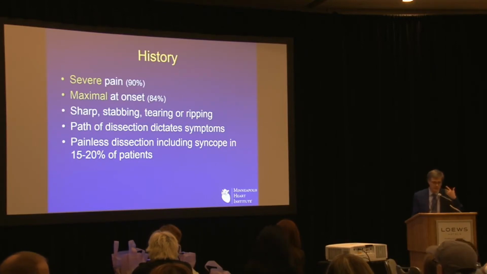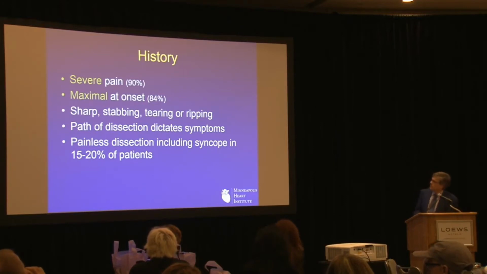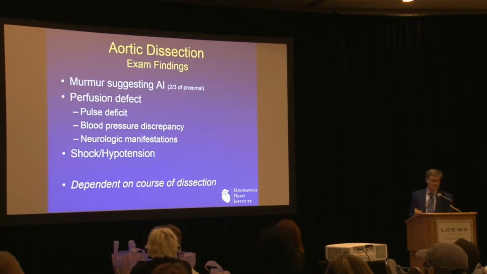So if the dissection goes into the neck vessels, they may have jaw pain. If it goes into the abdominal aorta, they may present primarily with abdominal pain or leg pain. So there's a variety of different presentations, but some patients will just have syncope. They'll just pass out, or they might have heart failure. So it's a little bit of a tricky diagnosis.